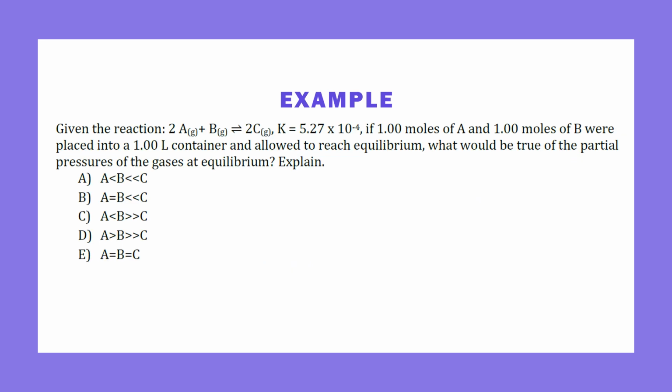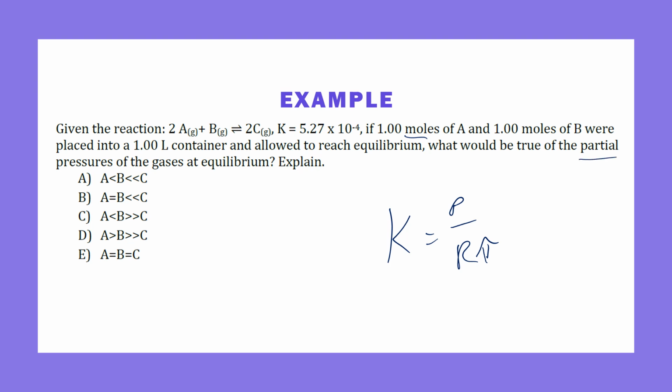And here's another example question. So if I have 2A plus B, it yields 2C. They give us a K value of 5.27 times 10 to the negative 4th. It's a very small number. Remember, K is always products over reactants, and if it's very small, that means I must have a lot more reactants. Now in this one, it says 1 mole of A and 1 mole of B were placed in a 1 liter container and allowed to reach equilibrium. That means I don't have any C to begin with. Okay. But what would be true of the partial pressures of the gases at equilibrium? All right. Remember that pressure and moles are directly related, so even though they give us moles, they're asking about partial pressure. That's okay.